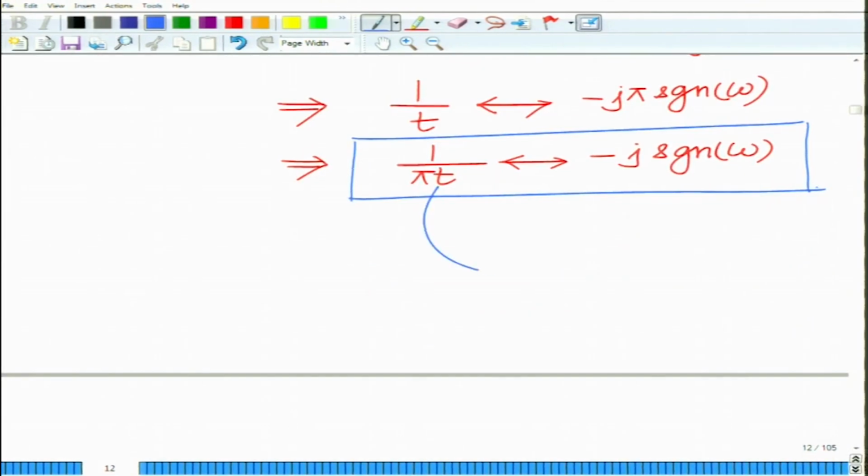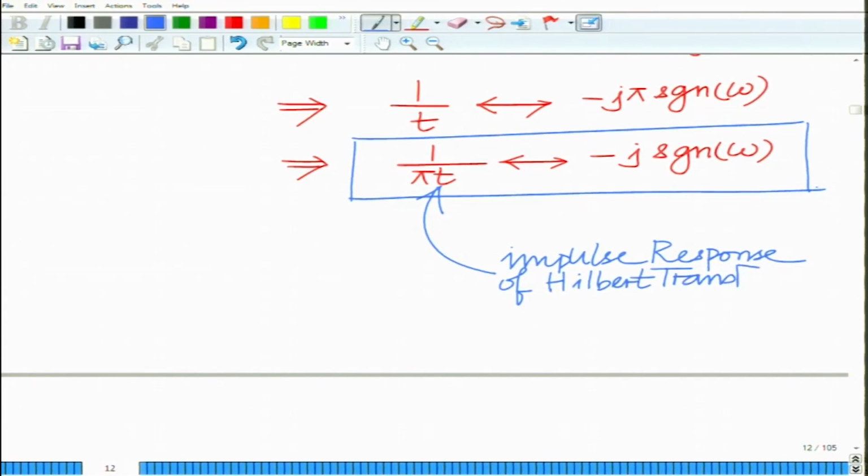As I have already told you, this is the impulse response of the Hilbert transformer, that is, h of t equals 1 over pi t. Okay, this is the response of the Hilbert transformer.